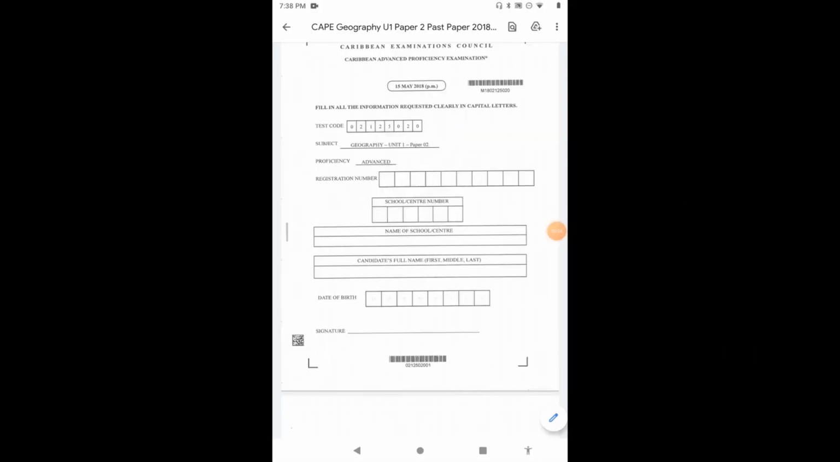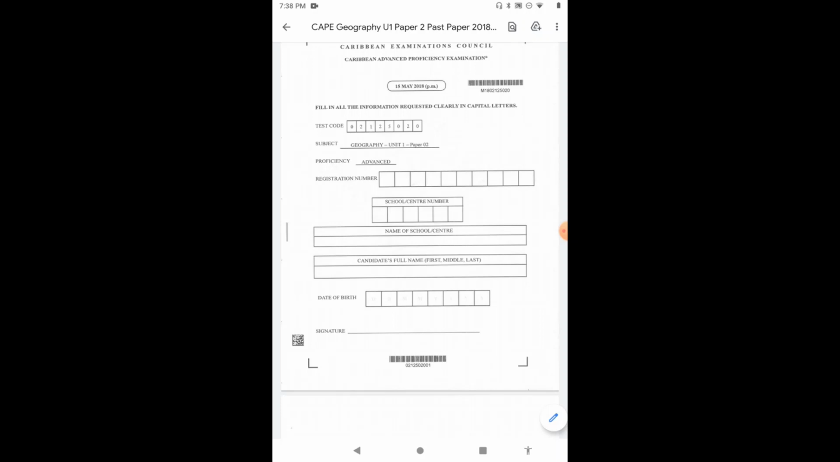Back, guys. Today we're looking at a CAPE Unit 1 Paper 2 and we're looking at the year 2018. So today we're going to go through the questions on the 2018 CAPE paper. That's for Unit 1. Now this is how the paper is organized.